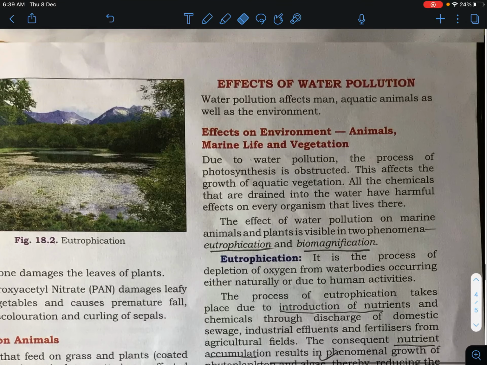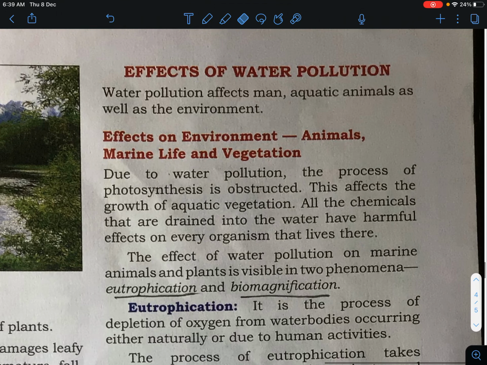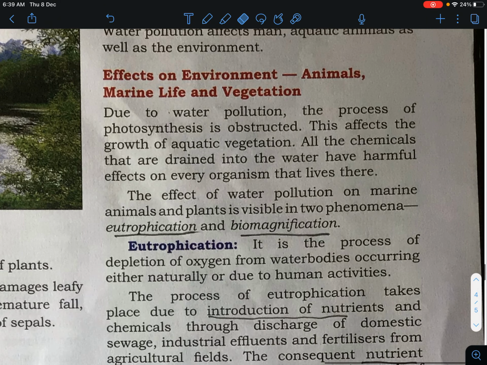Now we are going to study the effects of water pollution. What are the effects of water pollution? Water pollution affects man, aquatic animals as well as the environment. Effects on the environment: first one is animals, marine life and vegetation.